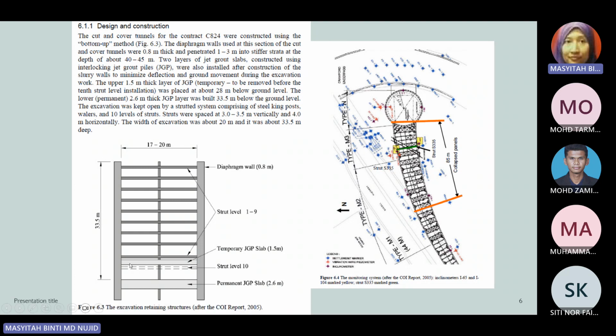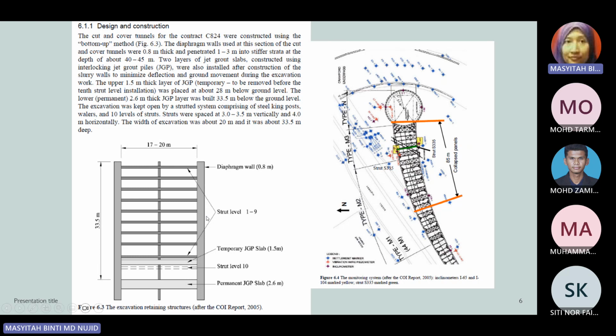If you look at figure 6.3, the excavation retaining structures, the diaphragm wall used at these sections of the cut and cover tunnels was 0.8 meter thick and penetrated 1 to 3 meter into stiffer strata at a depth of about 40 to 45 meter. The construction was done using the bottom-up method, explained through this diagram. Also, 2 layers of jet grout slabs, constructed using interlocking jet grout piles, were installed after construction of the slurry walls to minimize deflection and ground movement during the excavation work.